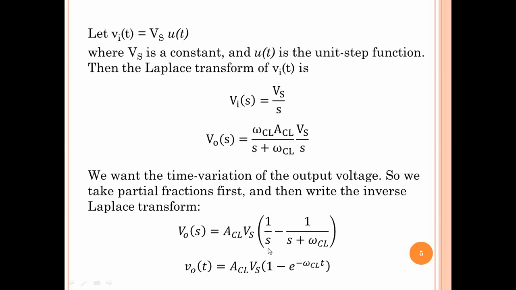1 over s is of course simply 1. The inverse Laplace transform of 1 over s plus something is equal to e raised to minus something t. And therefore we get the output as a function of time equal to a constant into 1 minus e raised to minus omega CL into t, which is an exponentially decaying function.